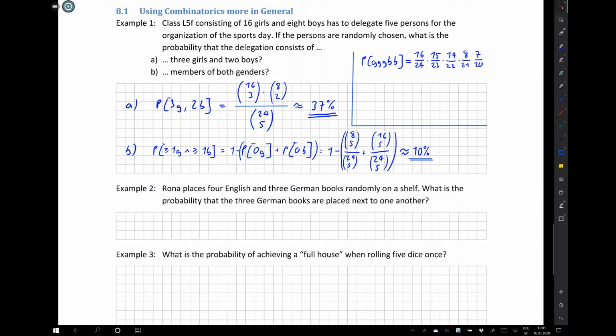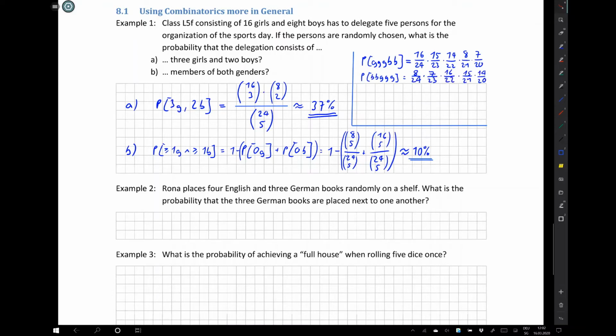Note that we could have calculated these probabilities also in different ways using trees. So for the probability for A, 3 girls and 2 boys, we could just say, okay, what is the probability of getting, when we choose the 5 delegates one after the other, first a girl, then a girl, again a girl, then a boy, and then a boy. And we see that we get this product.